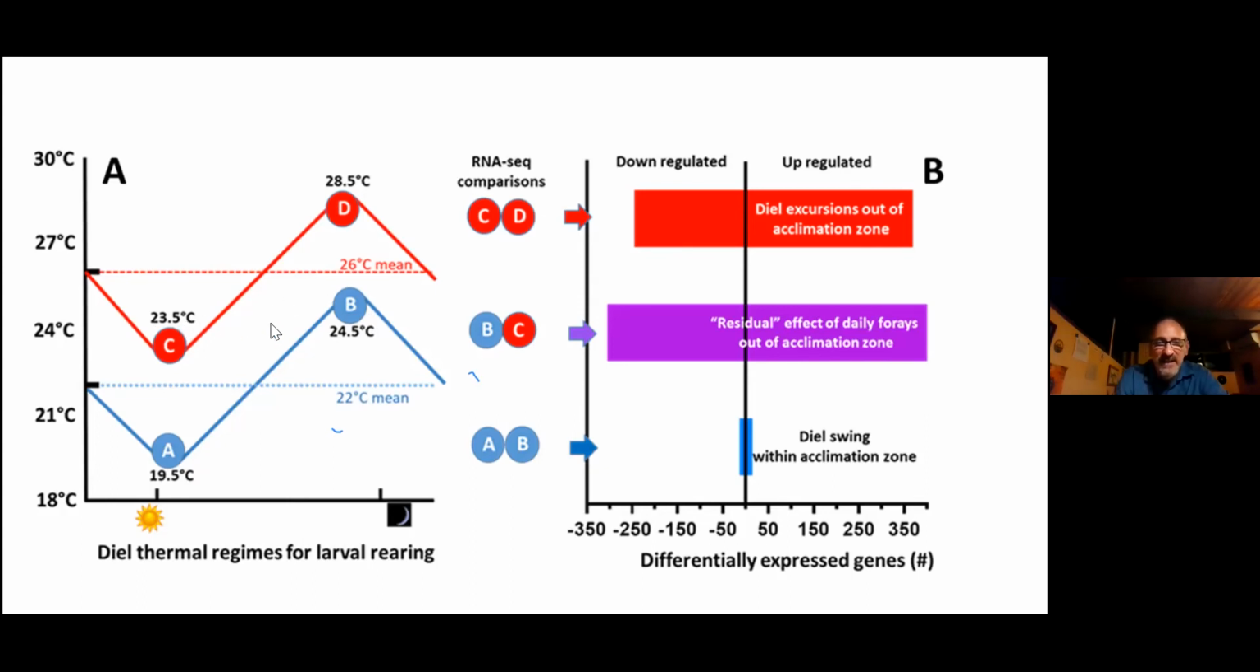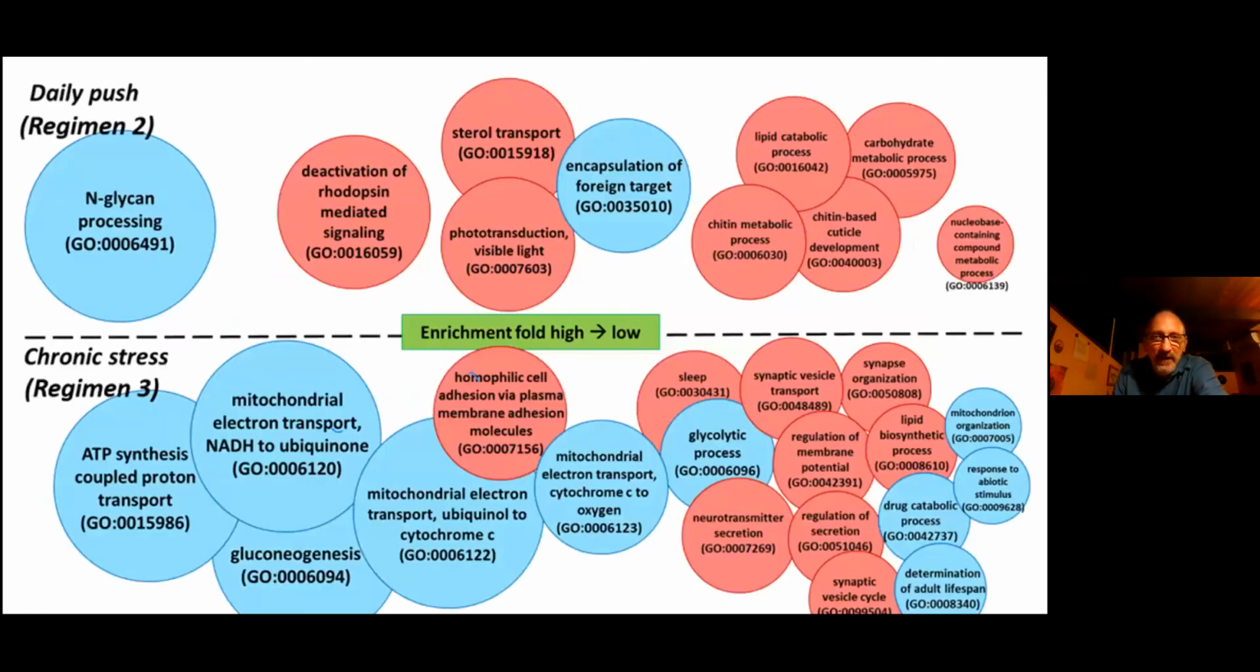And then finally, the third comparison we made is this one in the middle here between C and B, which is basically animals sampled at comparable temperatures, but they belong to very different thermal regimes. You can see that in purple here. We think about this as the residual effect of daily forays out of the acclimation zone. So what signature of this transient thermal stress are the animals carrying with them, even when they're at a comfortable temperature?